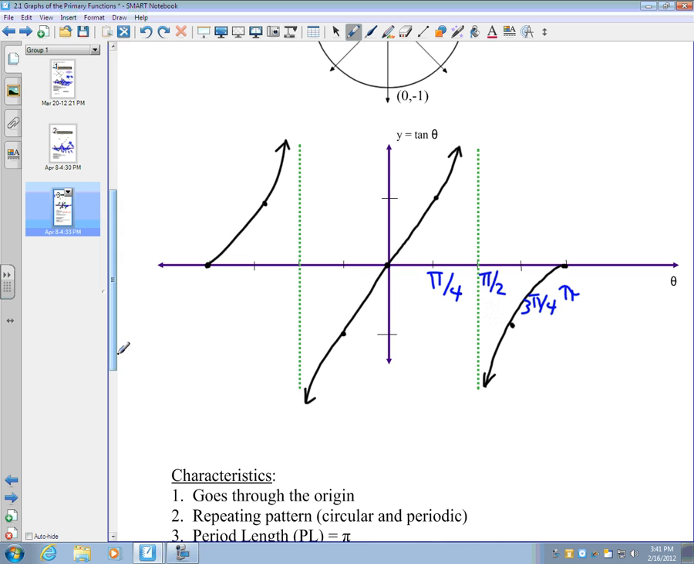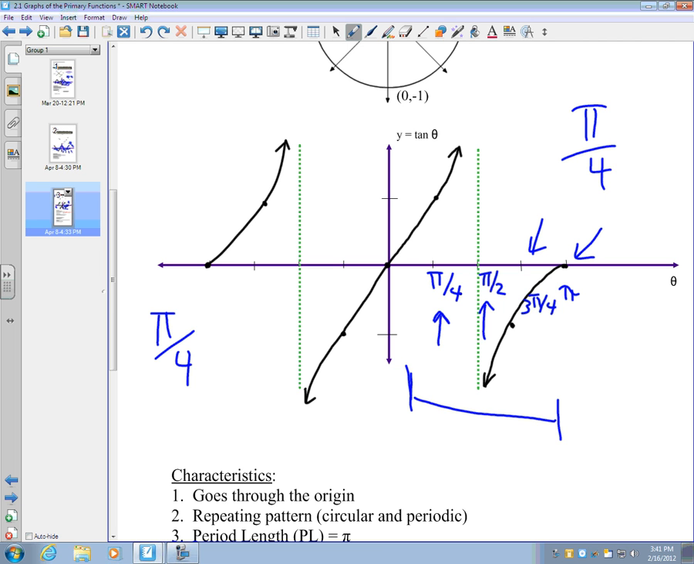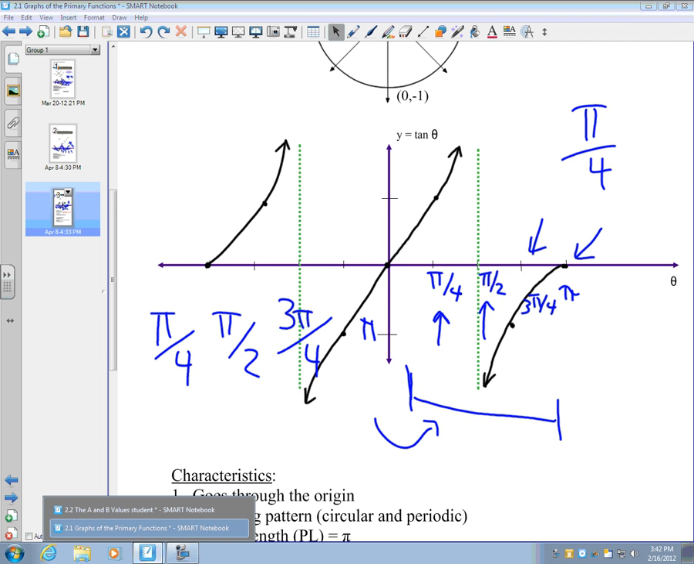Tangent's a little different. Its period length, the length until it starts repeating itself, is from here to here. It's pi, and if we divide that by 4, that is how we decided each of these points: we did pi over 4, and added another pi over 4, which is 2 pi over 4, which is just pi over 2, plus another pi over 4 is 3 pi over 4, plus another one is pi. So it's very important that the period length of sine and cos are 2 pi. The period length of tan is pi. Okay, I just wanted to review that.